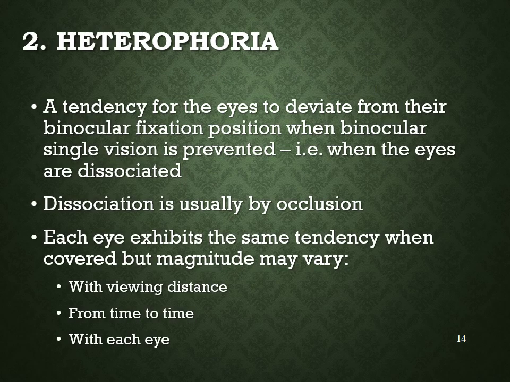I have mentioned heterophoria before this. It is a tendency for the eye to deviate from its binocular fixation position when binocular single vision is prevented. What I mean by prevented here is when the eyes are dissociated, and dissociation of the eyes is usually by occlusion of the eye. Each eye exhibits the same tendency when covered, but the magnitude may vary, depending on the viewing distance, either near or distant, from time to time, and also with each eye.